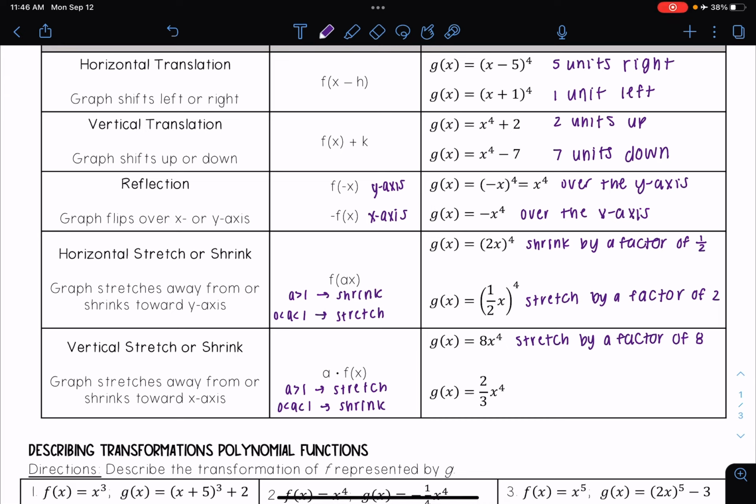Or I could have 2/3 x to the fourth. Here, my a is between 0 and 1, so that means this is going to be a shrink by a factor of 2/3.